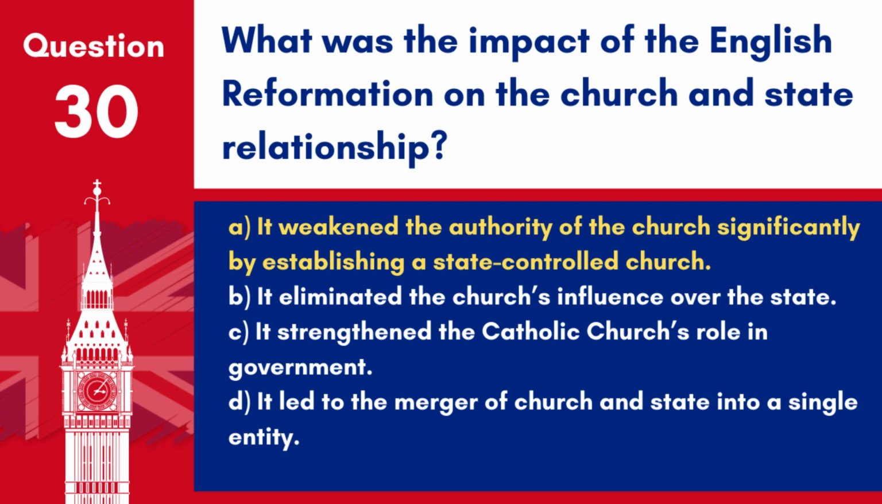Answer. A. It weakened the authority of the church significantly by establishing a state-controlled church. The English Reformation, led by Henry VIII, resulted in the establishment of the Church of England, reducing the power of the Catholic Church and increasing state control over religious matters.